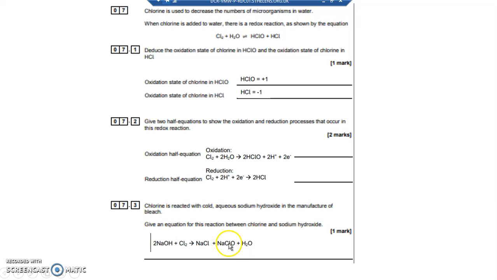NaClO is your bleach, so that's the chemical that's in bleach, plus H2O, because the H's haven't been accounted for, so I need some H2O. So basically salt water and NaClO. So when you add sodium hydroxide and chlorine, you get normal salt water and NaClO, which is your bleach. You've got two Na's, so you need two Na's there, two O's to balance out the two O's, and the two H's balance as well, so 2 NaOH.